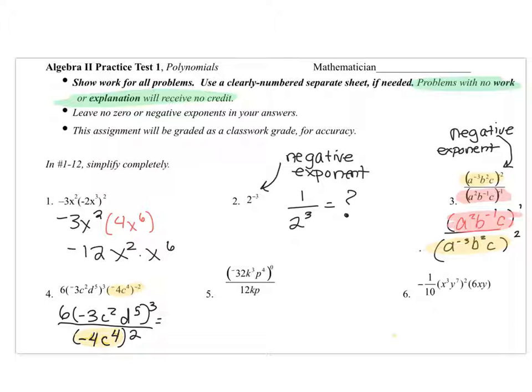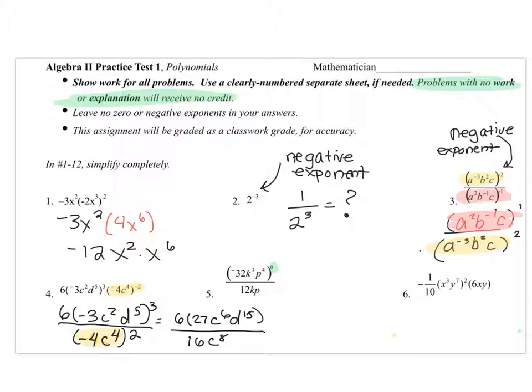So you'll do power to a power. And don't forget, negative 3 to the 3rd power is going to be 27. So you'll have 6 on the outside, 27 on the inside, c to the 6th, and d to the 15th. All of this on the inside. And on the bottom, when you square negative 4, negative times a negative is a positive. So you get 16c to the 8th, and you need to simplify from there.